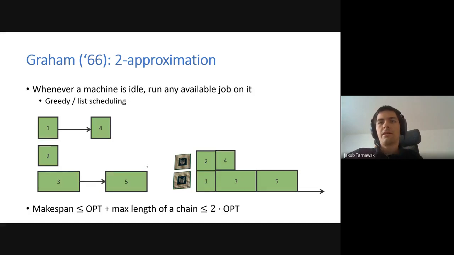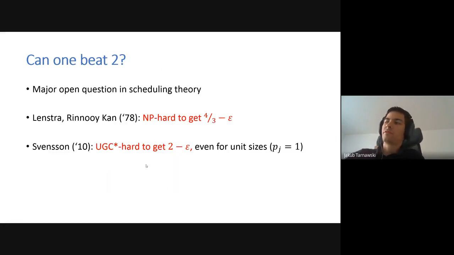The analysis of this, which I will show you, says that the Makespan can be bounded by opt plus the maximum length of a chain in the input, which is also a lower bound on opt. So in total, you get 2 times opt. Okay, so it's a familiar situation. You have some trivial algorithm from the 60s or 70s, and it seems really hard to beat. It's a major open question in scheduling theory to get better than two approximation.